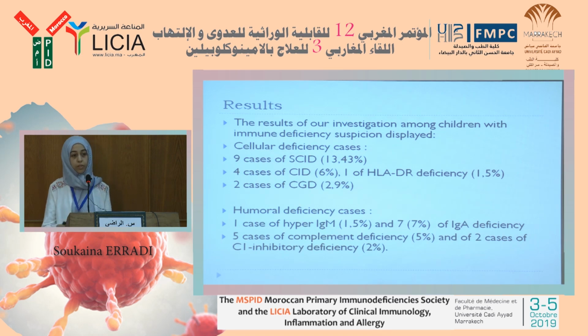Our results, after conducting all these tests, we had two main groups of primary immunodeficiencies. The first one, cellular deficiency cases, where we had 9 cases of severe combined immunodeficiencies, 4 cases of combined immunodeficiencies, 1 case of HLA-2 deficiency, and 2 cases of chronic granulomatous disease. While the other group, which is the humoral deficiency cases, we had 1 case of hyper-IgM and 7 cases of IgA deficiency, 5 cases of complement deficiency, and 2 cases of C1 inhibitor deficiency.